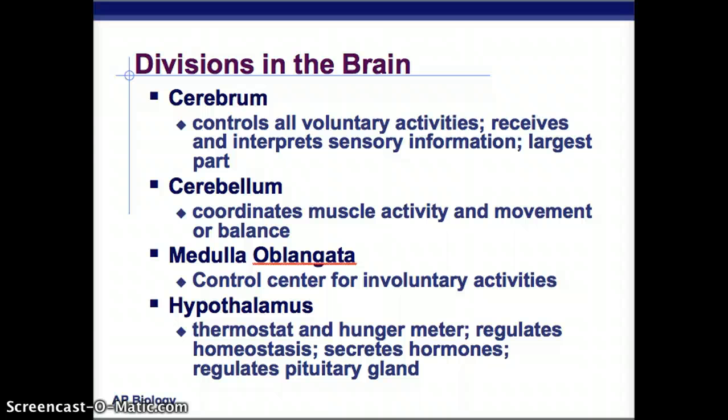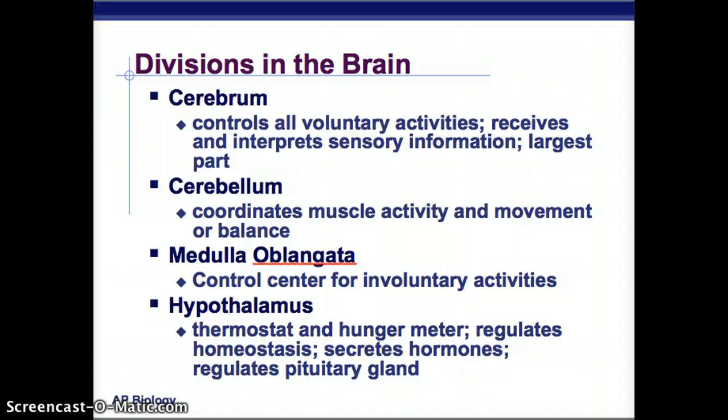Well, the cerebrum controls all voluntary activities. It receives and interprets sensory information and is the largest part of your brain. The cerebellum coordinates muscle activity and movement or balance. The medulla oblongata is the control center for involuntary activities. The hypothalamus is our thermostat and our hunger and thirst meter.